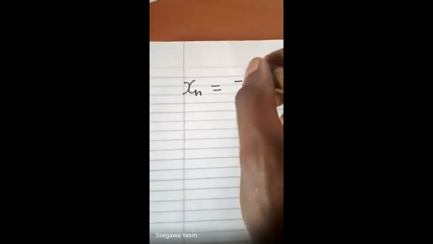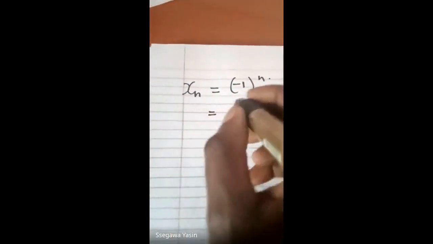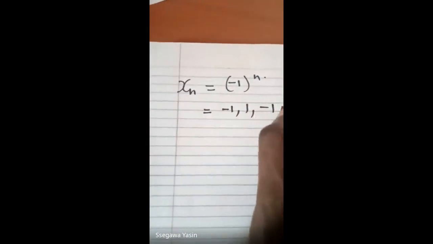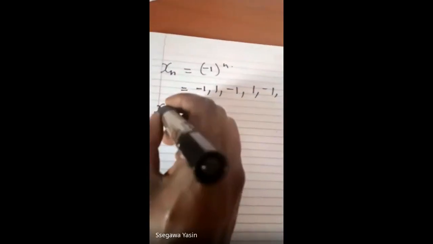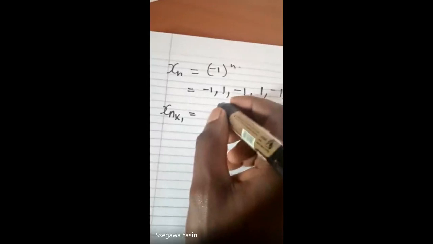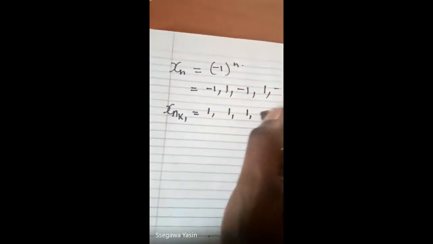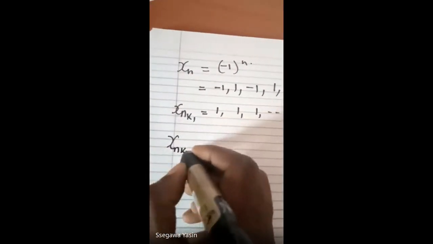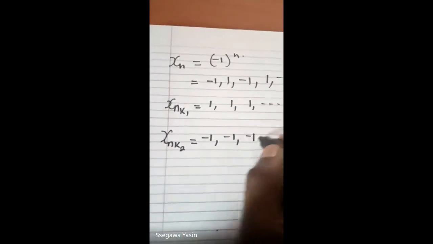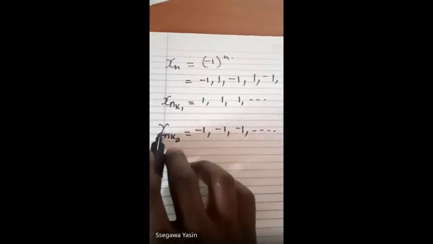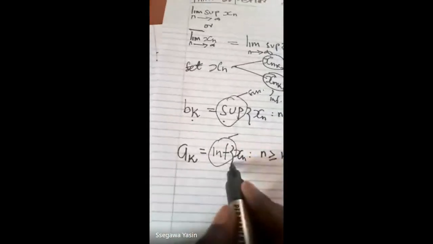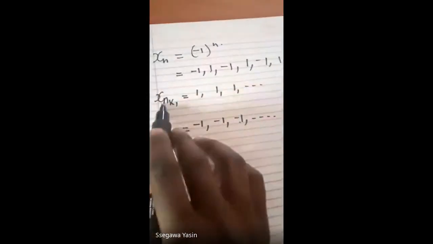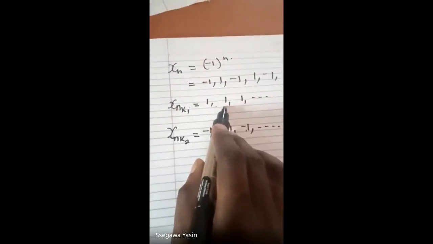I can give you something funny, something like an example. If you have a sequence x_n equal to (-1)^n, when you expand it, we get -1, 1, -1, 1, -1, 1, and so on. Now, when you look at this properly, you can have a subsequence n_k1, which gives 1, 1, 1, and so on. You can also have another subsequence n_k2, which gives -1, -1, -1, and so on. From this subsequence, our infimum will be A_k. Then from this sequence here, our supremum will be B_k. So that is the interpretation.